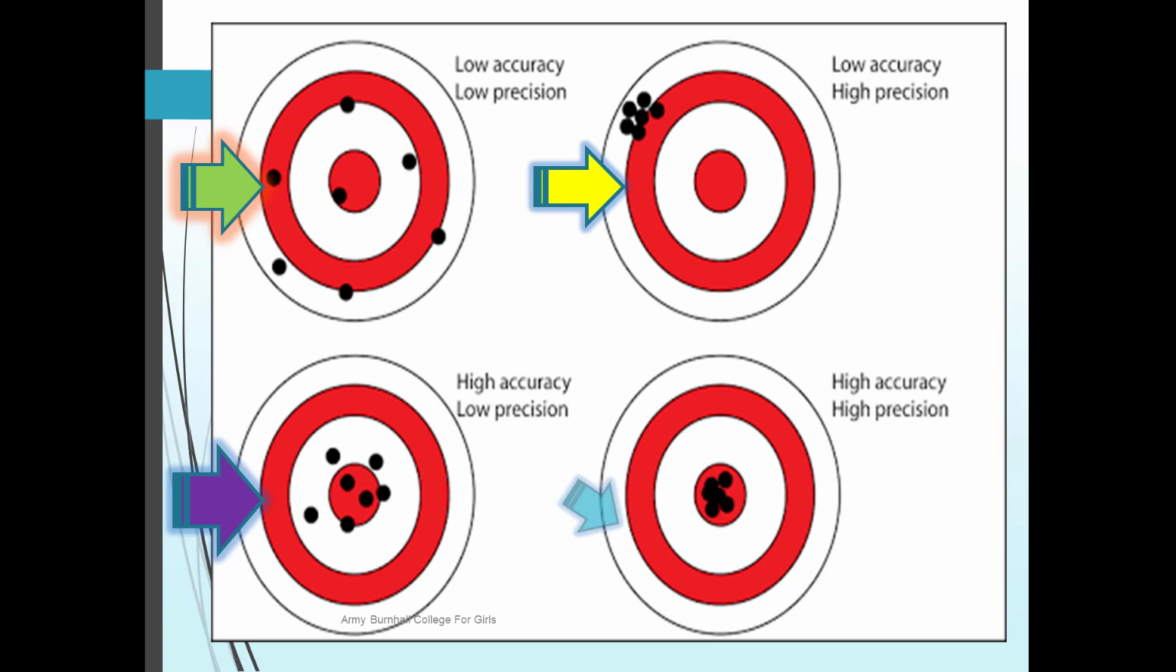Okay, and over here darts are landing close to the bull's eye and close together. There is both accuracy and precision. So if values are closer to each other, there is precision. If values are closer to the actual target, the actual value, the true value, then there is accuracy.